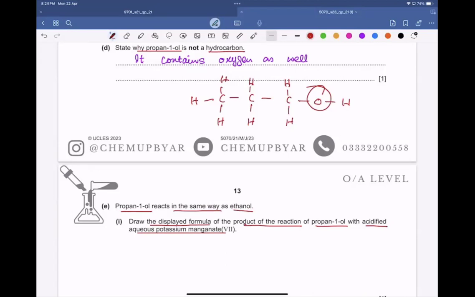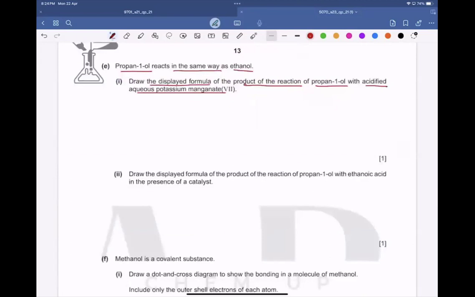Okay. Yes. When we use potassium manganate, which reaction is it? If you guys recall, it's an oxidation. And in oxidation, when alcohol is oxidized, it converts into which compound? It's a carboxylic acid, right?